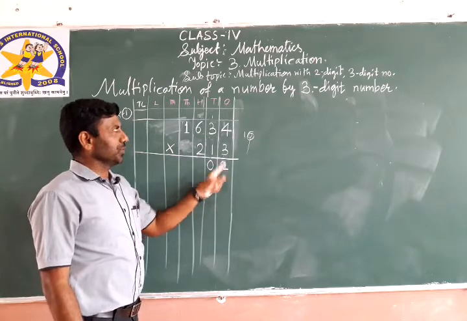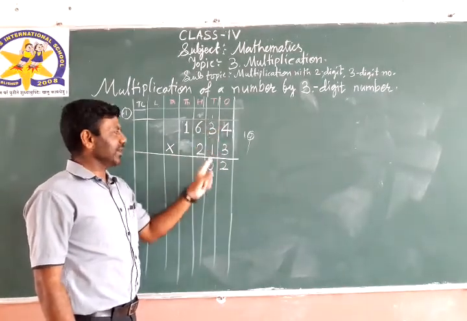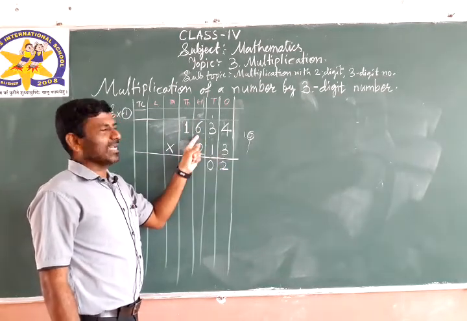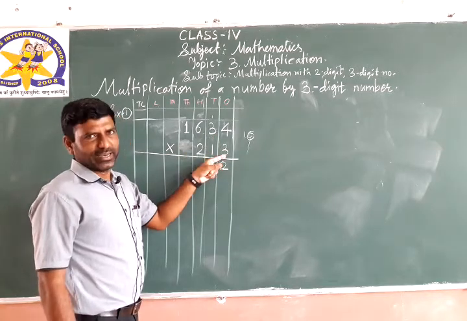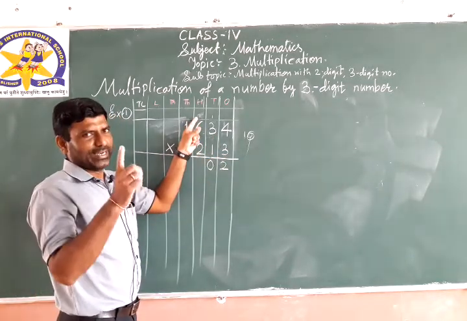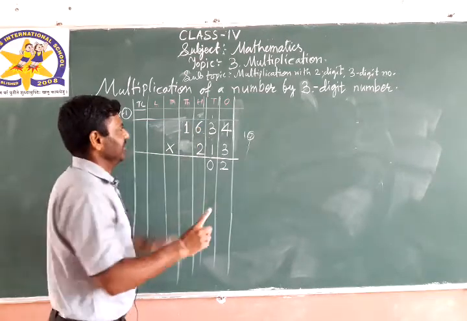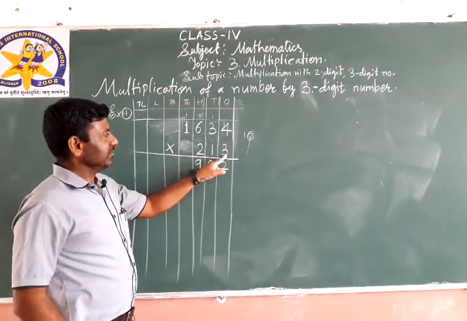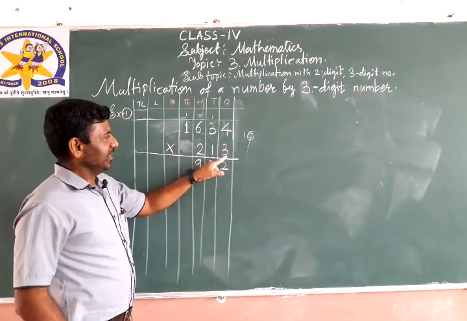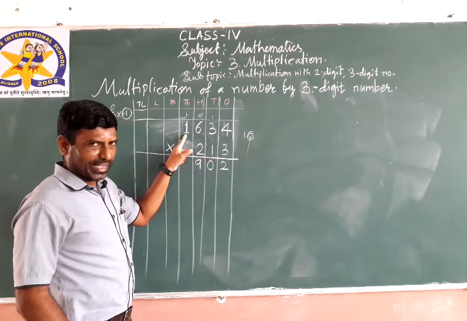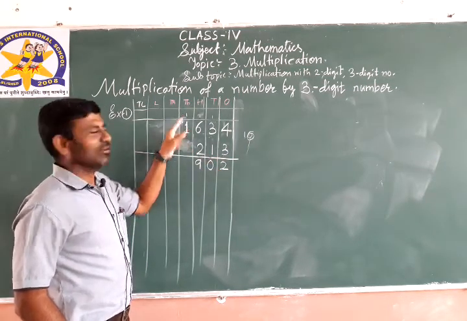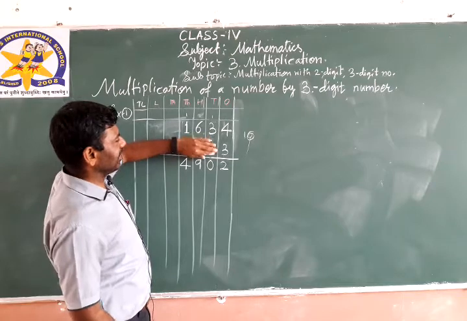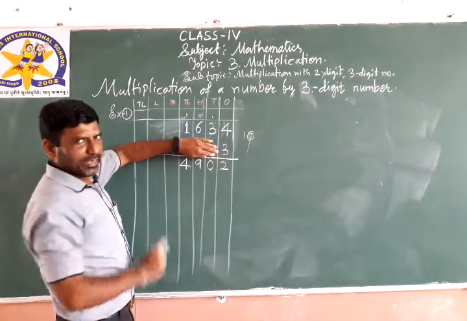3 4s are 12, 2 carry 1. 3 3s are 9 plus 1, 10, 0 carry 1. Now with the 100 place. 3 6s are, or you can say 6 3s are 18. Any carry? Yes, 1 carry. 18 plus 1, 19. 9 here, carry 1. Then with the 1000 place. 3 1s are 3 plus 1 carry, 4. So this is 1634 multiplied by 3, multiplication over.